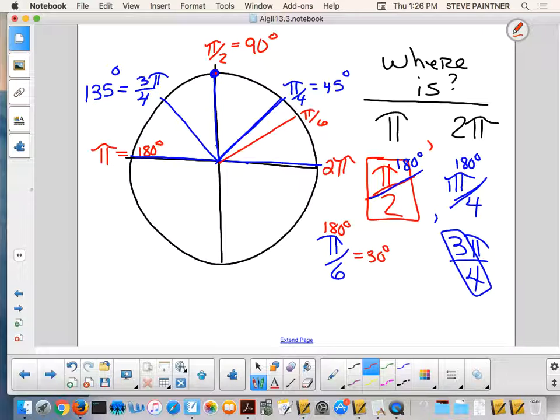I'm just trying to help you understand where these things fall. Last one is this one. Where is that? About pi over 3. Just don't say it. Think.